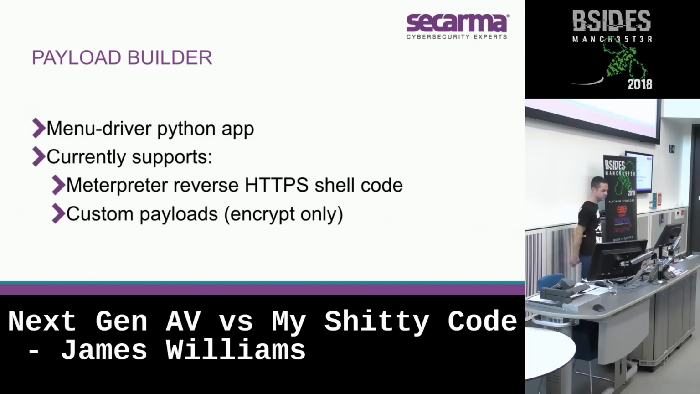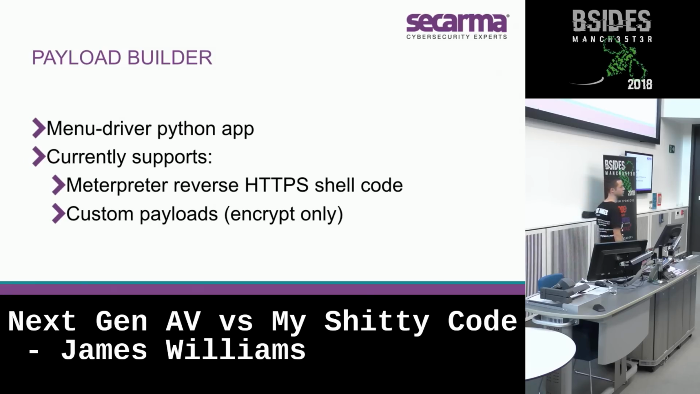Okay, so the payload builder, this is a Python app. It's completely menu driven. I had to make a choice between command line switches and menus, and I'm still not sure I made the right choice. When you start getting into shellcode versions and template files, the command line switches are just getting a little bit unmanageable. So yeah, we have a nice GUI menu that prompts you to make selections and put data in, and it spits out stuff for you. So this currently supports Meterpreter reverse HTTPS shellcode only.